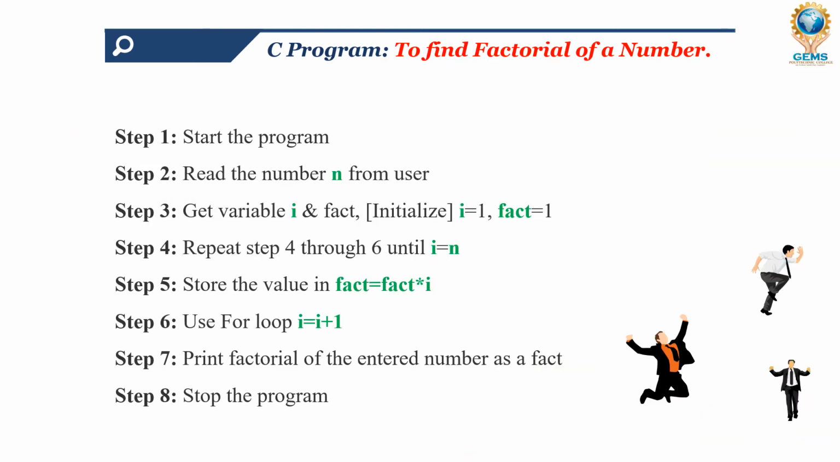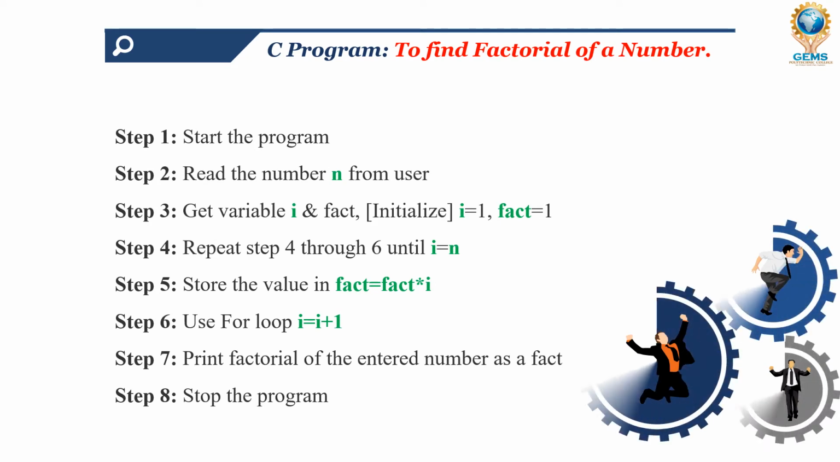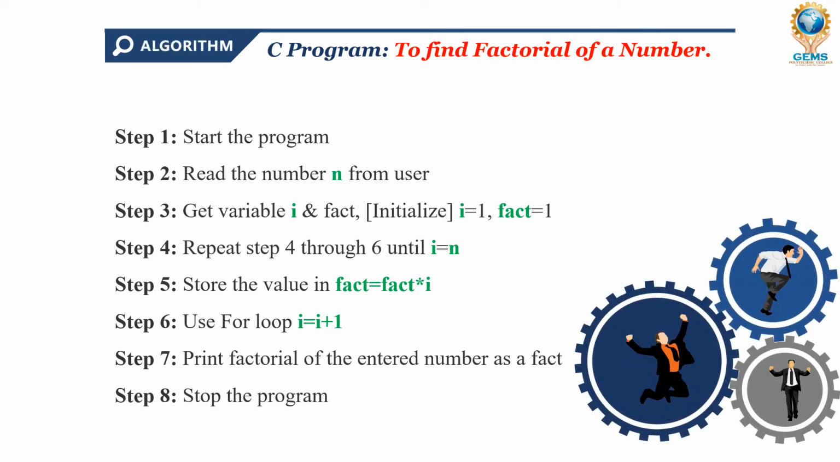Now we will see the algorithm. In the algorithm we have 8 steps. Step 1, start the program. Step 2, we get the number n from the user. Step 3, declare the variables I and fact. That means we are declaring two variables here, I and fact, and also initializing them. The value of I will be 1 and the value of fact is also initialized as 1 in the beginning itself.